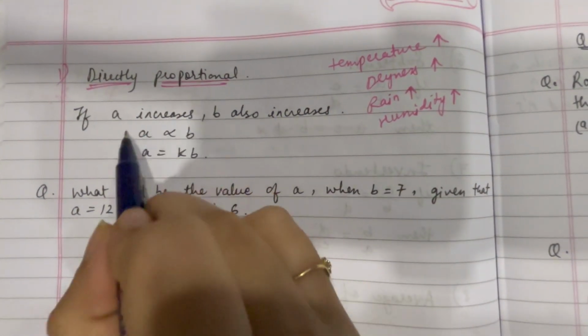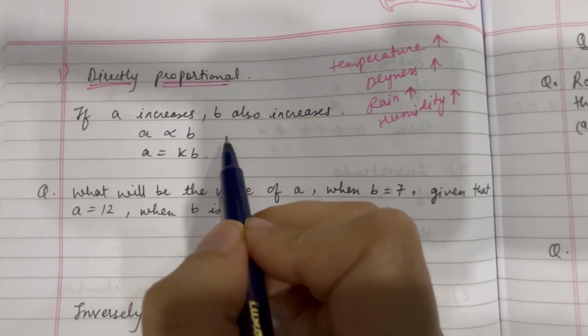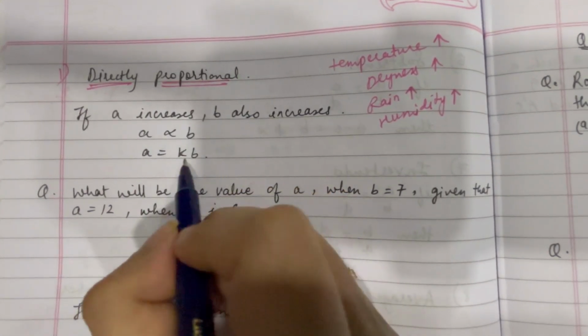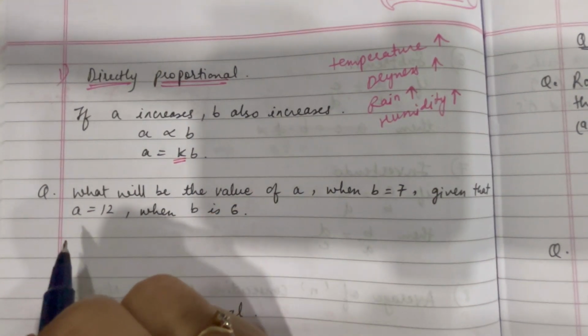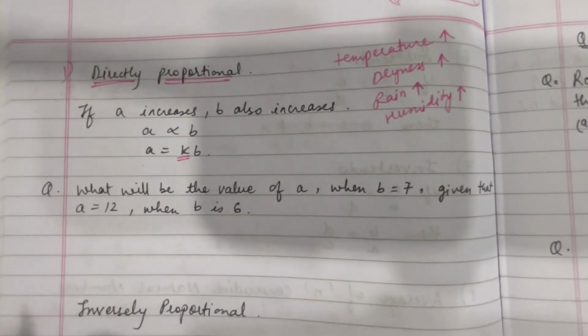Obviously, now you cannot solve this proportional thing and you cannot turn this into an equation because it is a relation. To turn this into an equation, we always add a constant k. Okay, so a equals kb. Let's see this better with an example.